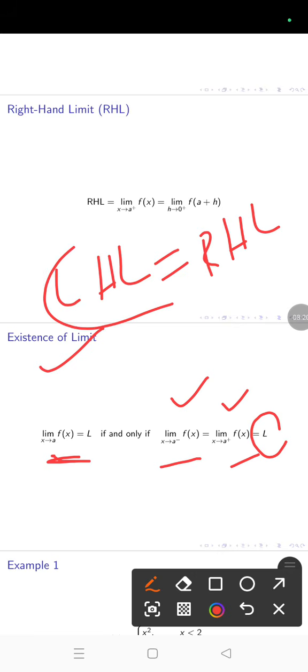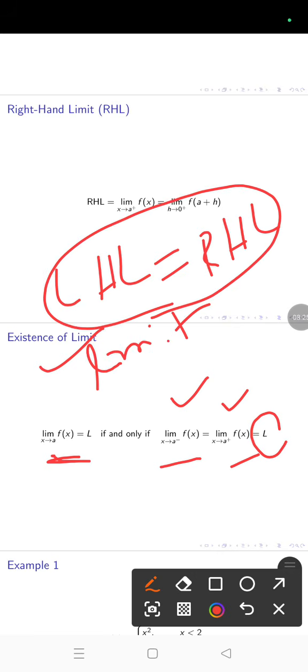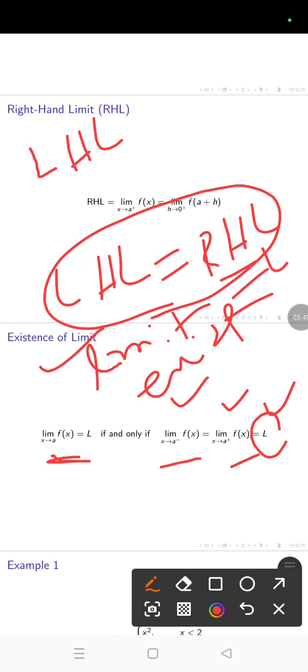If this LHL is equal to RHL, then your limit exists. And what is the value of the limit? The value of the limit is equal to L. If LHL is equal to RHL, and that is equal to L, then the value of the limit is also L. So we have to remember that for the existence of limit, LHL should be equal to RHL.